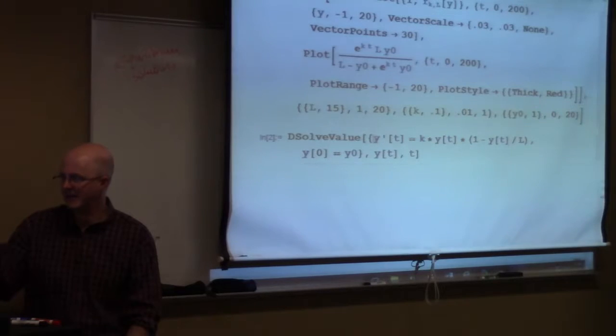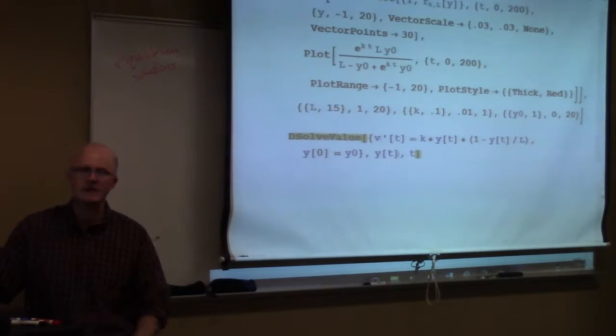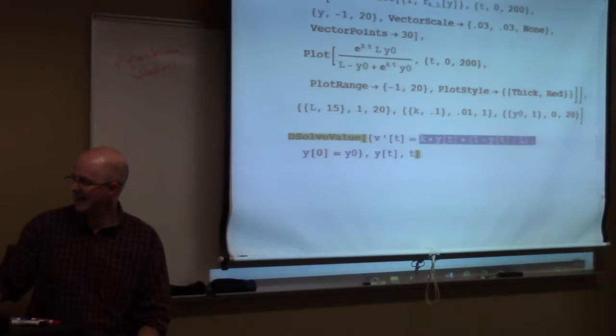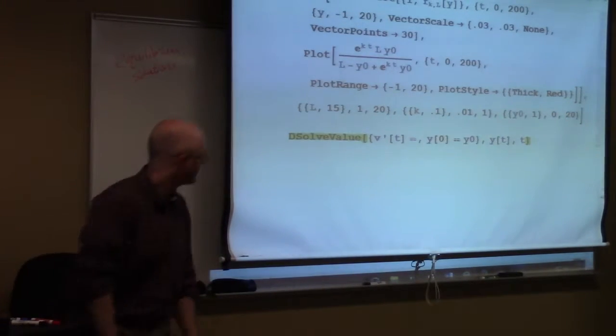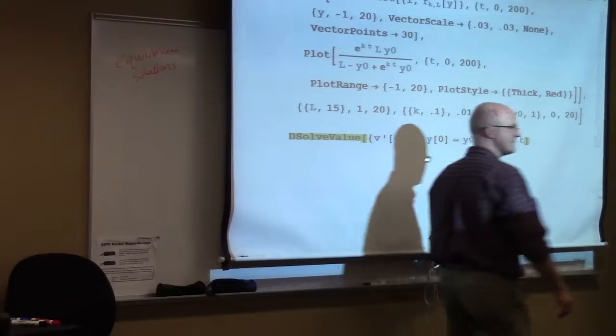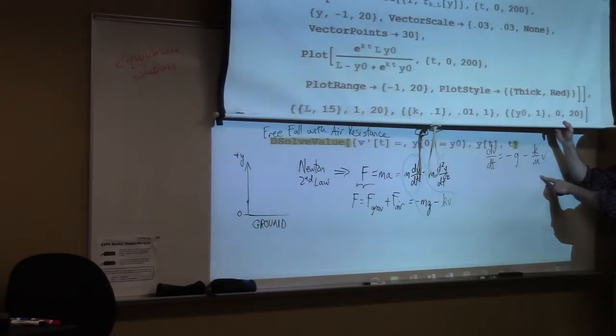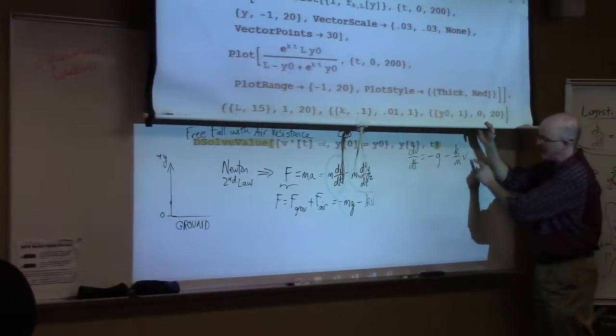The left-hand side of the differential equation was dv dt, so I need a v prime of t. What was the right-hand side? I put the screen down. Let's repeat again. There was that. Negative g minus k over m times v.